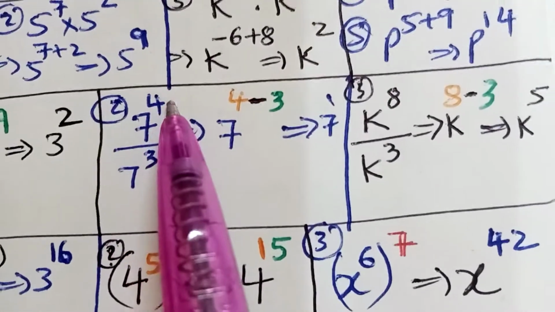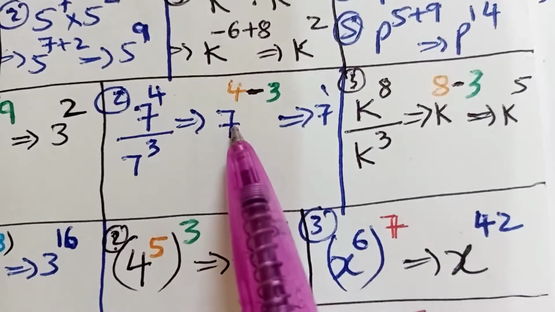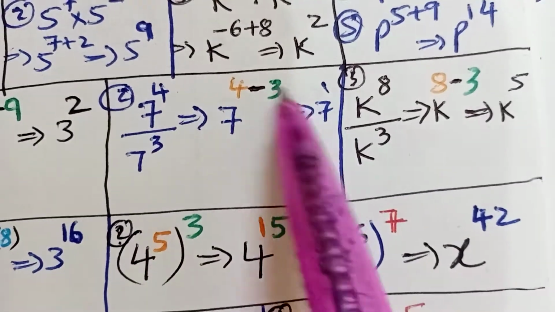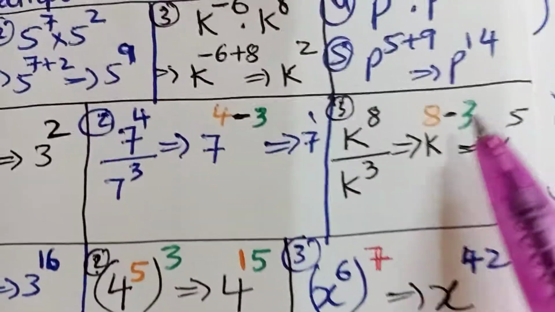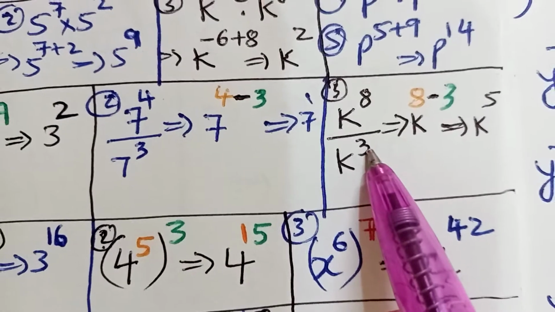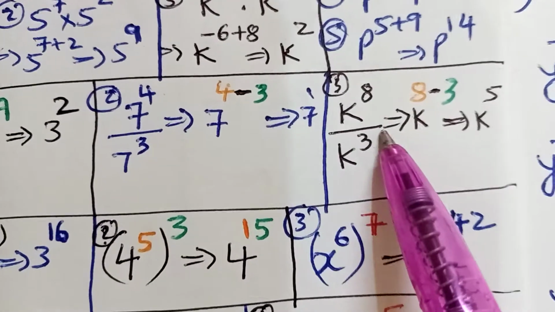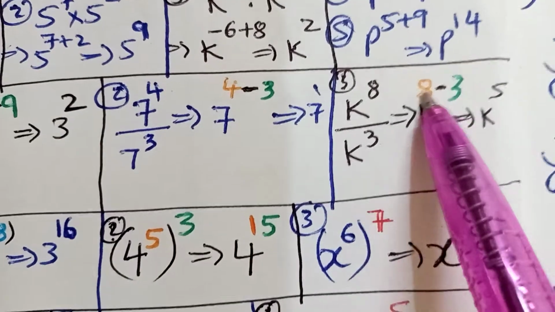Next, 7 power of 4 by 7 power of 3. It means 7 power of 4 minus 3. 4 minus 3, 1. 7 power of 1. Next, k power of 8 by k power of 3. Bases are the same, division. So k power of 8 minus 3. 8 minus 3, 5.